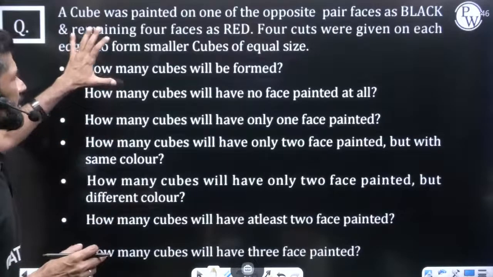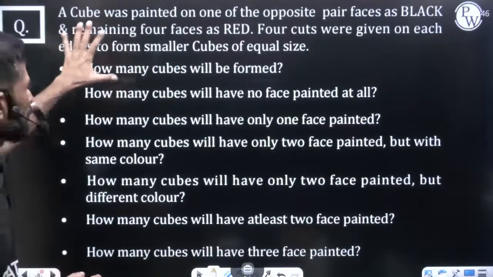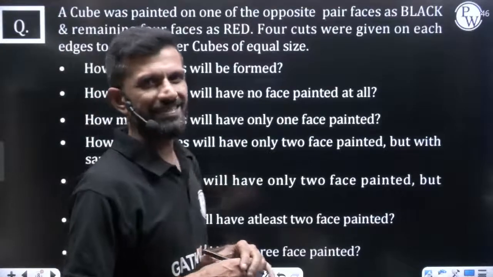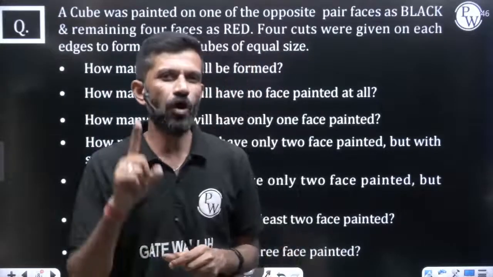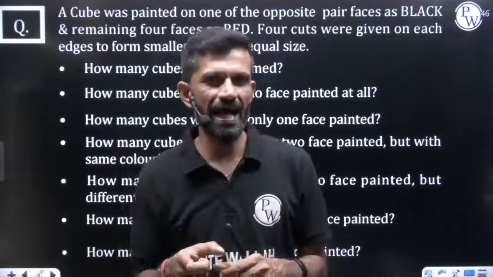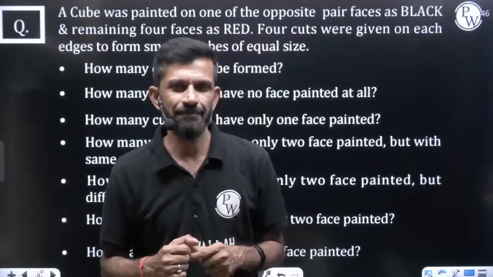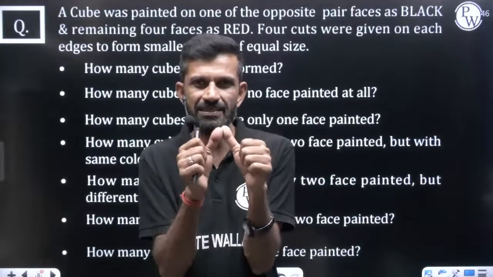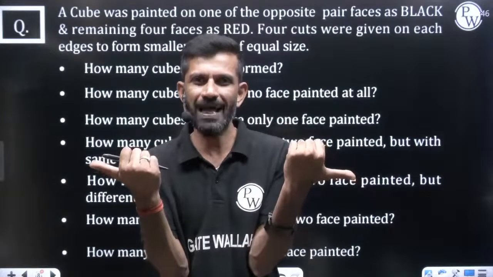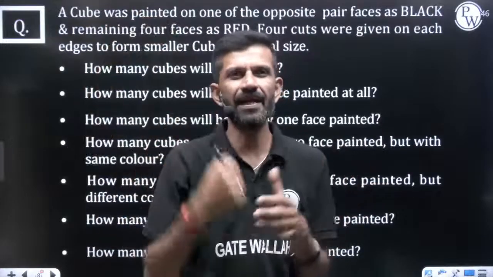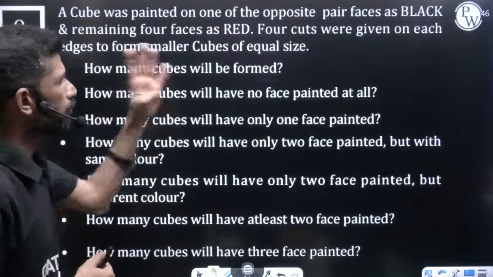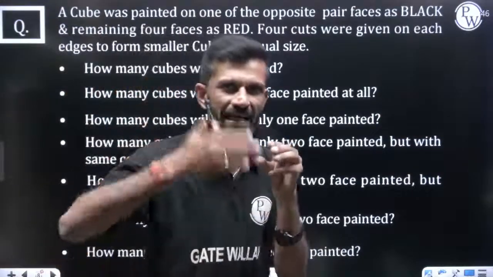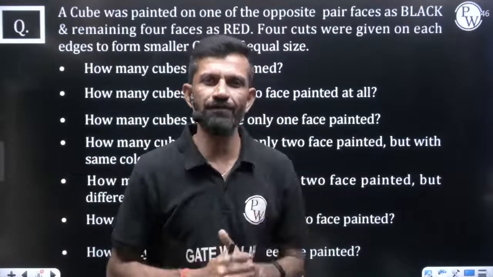Here, a cube was painted. Just read this data. A cube was painted on one of the opposite pair faces as black and remaining 4 faces as red. I mean to say, if left wall you make black, right wall will be black. Then only we'll call it as one of the opposite pair faces as black and remaining 4 faces as red. Okay. Further, they are saying 4 cuts are given on each edge to form smaller cubes of equal size. So they are giving in every edge 4 cuts to form smaller cubes of equal size.